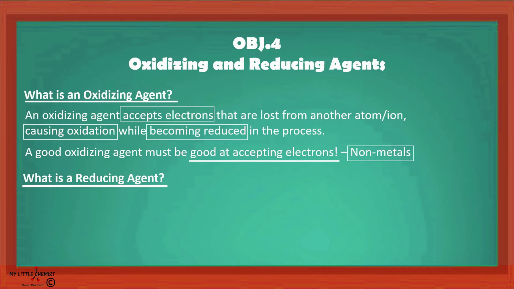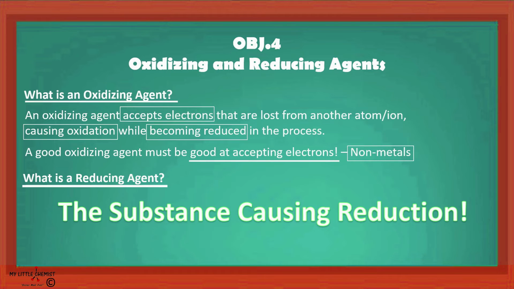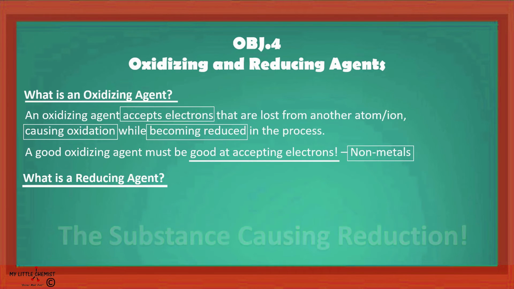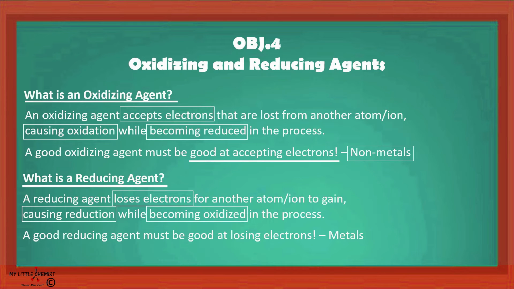What is a reducing agent? Of course, it must be the substance causing reduction. A reducing agent loses electrons for another atom or ion to gain, causing reduction while becoming oxidized in the process. A good reducing agent must be good at losing electrons, such as metals.